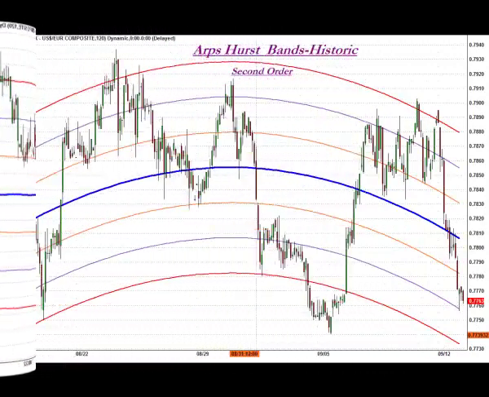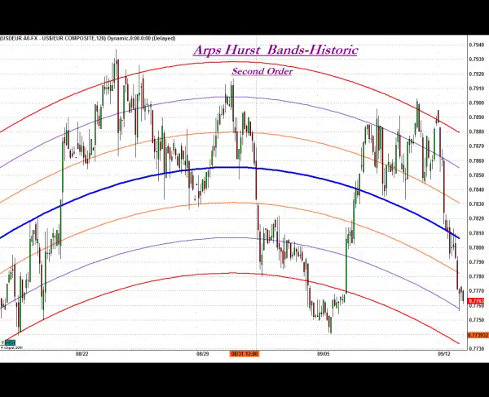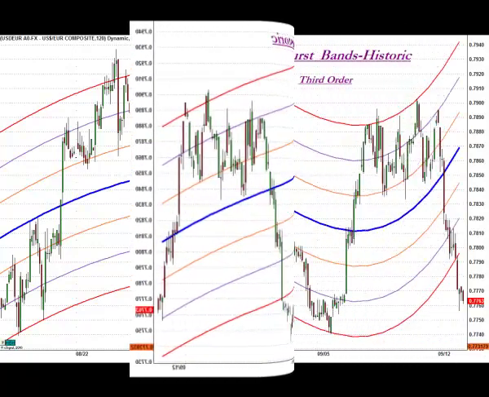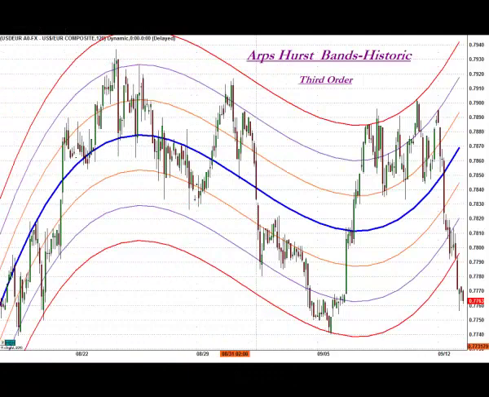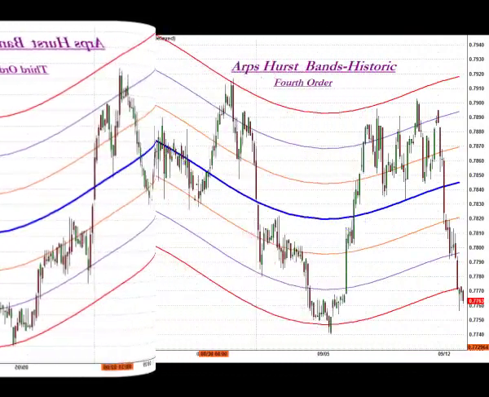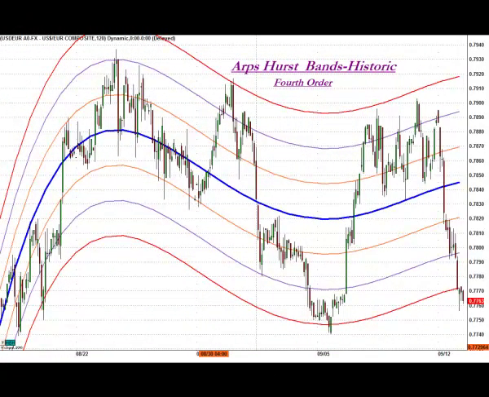Or the sigma bands can be plotted on the second exponential order, which calculates a curved regression channel. The third exponential order creates standard deviation bands shaped in an S configuration. Or the fourth order calculates a double S curve.